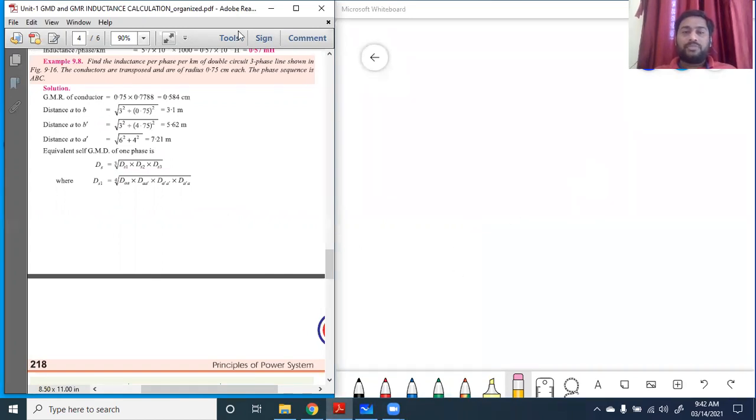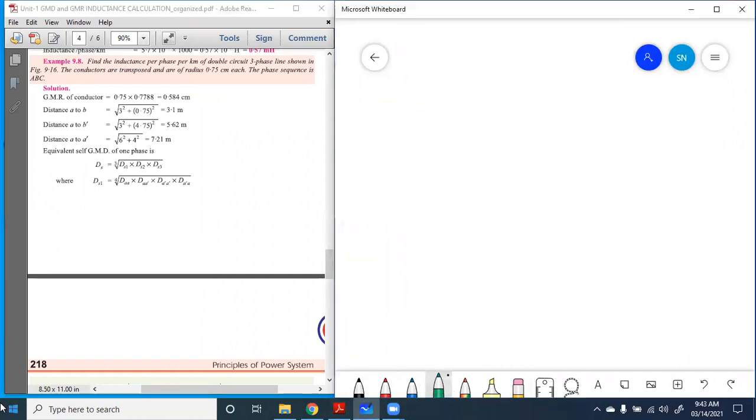Now, what is that numerical? The first numerical in this lecture is numerical number 9.8. What is the wording of the numerical? While solving the numerical, please go through it with your pen and book, watch my lecture, and simultaneously solve this numerical on your book, because practice is the most important requirement for this type of numerical.